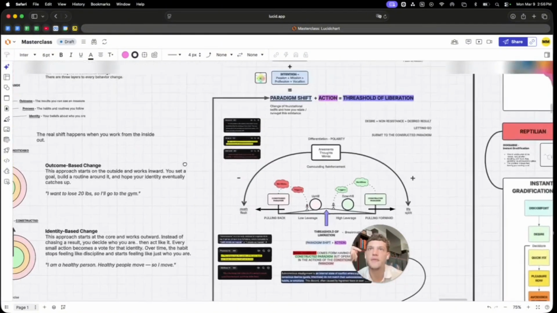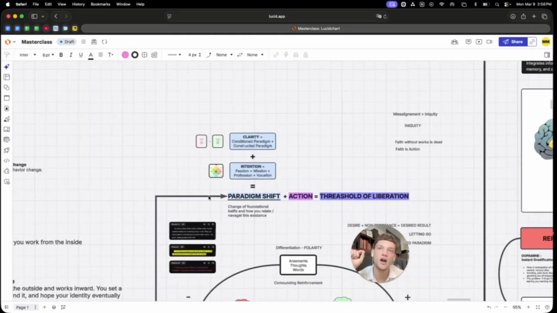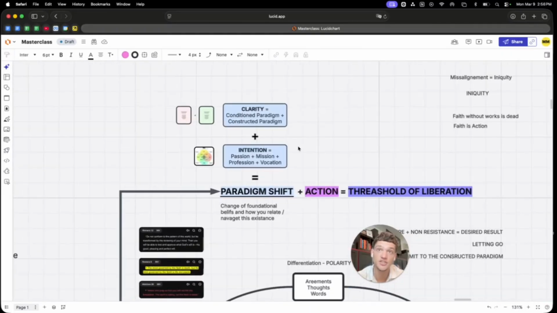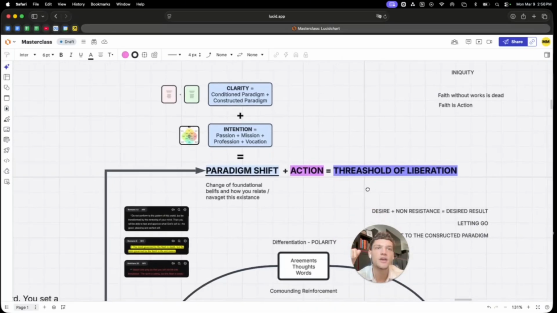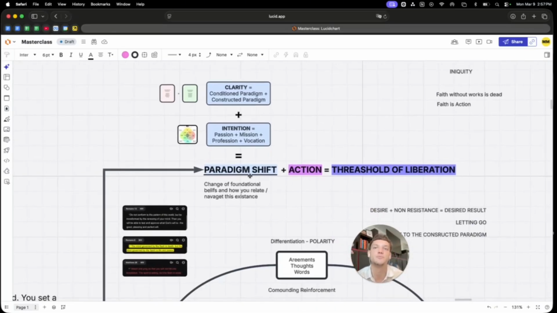Now that we have a clear understanding of the paradigm shift, which is the intention plus the clarity, we now have a change of foundational beliefs in how you relate to and navigate the world and this existence. But the paradigm shift is not enough, right? The paradigm shift requires action to then result in the threshold of liberation. The threshold of liberation is a compilation of action plus paradigm shift, which we're going to get into.